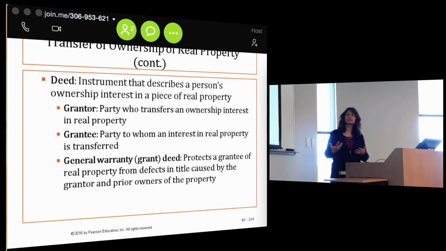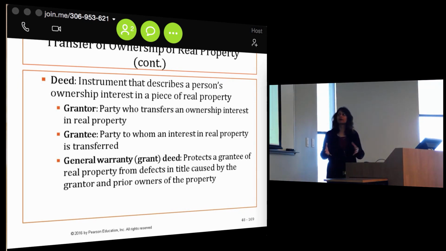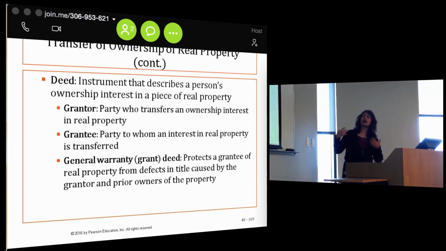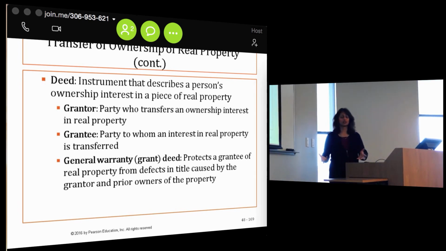So again, what is a deed? A deed is a piece of paper, electronic or not, right? I mean, not everything today is necessarily paper. It describes what kind of an ownership interest the owner has with respect to the real property. And again, if we wanted to get crazy here, we can kind of name the parties again. The grantor is the party that transfers an ownership interest. The grantee is the party that gets it. Really, it's seller and buyer. I mean, how crazy are we going to get with all this terminology?